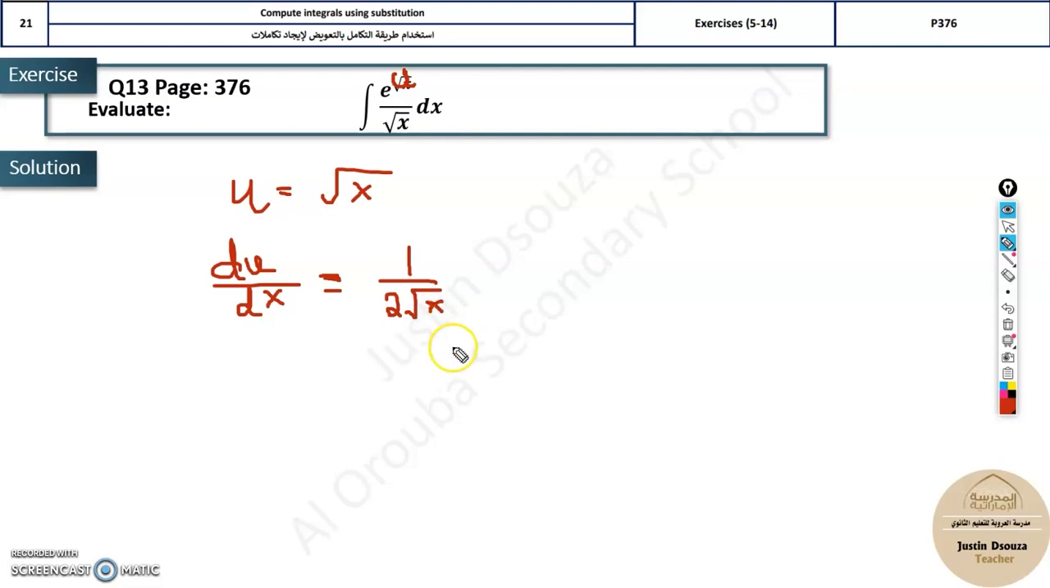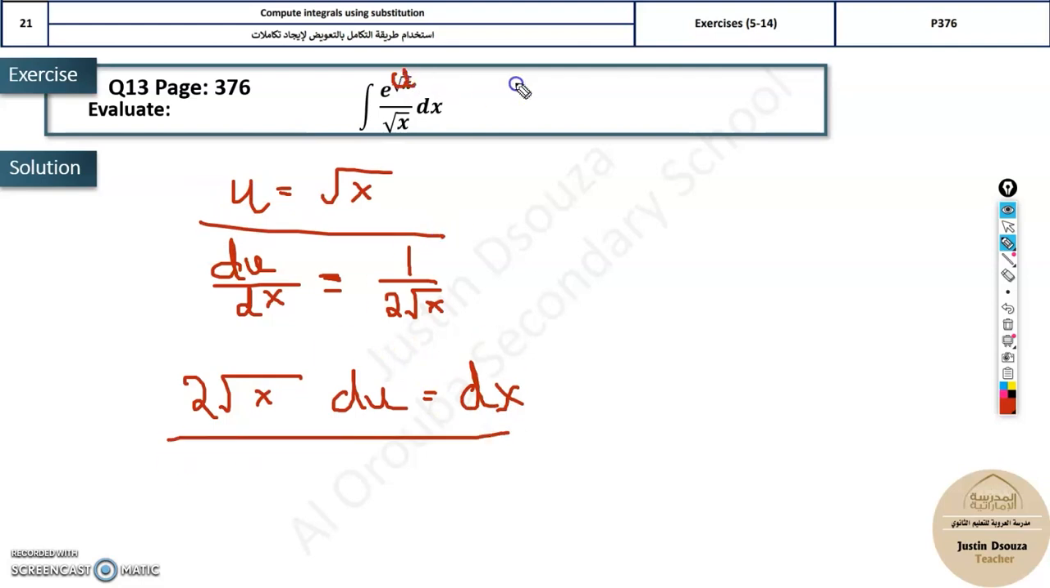This is it. Now what do we do? You need dx, so keep dx on one side and the other things on the other side. 2 root x over here, du will be equal to dx. Now substitute this and this back into the given equation. Then you can see it will be simplified.